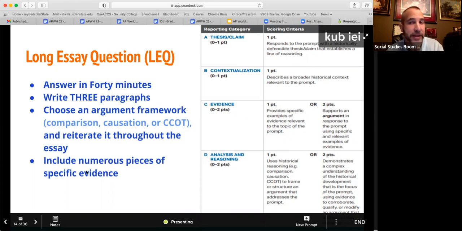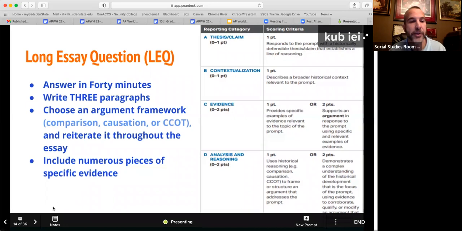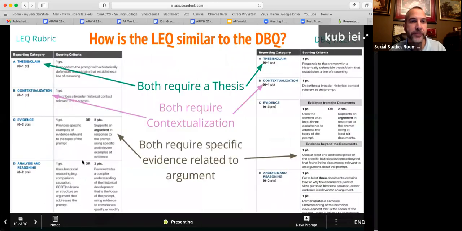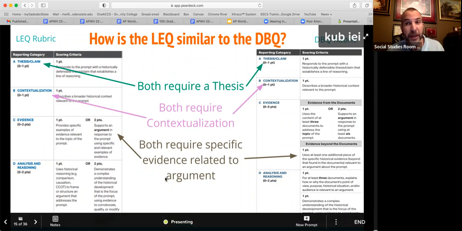And then other than that, you're throwing in as much specific evidence as you can. It needs to be relevant, needs to be specific, but throw in as much evidence as you can to help you earn those points. All right. So in terms of similarities, we've already established both of them are going to begin with context and thesis. Okay. So again, that should make you feel pretty good. You're going to start both essays in a very similar fashion. Notice that both of them are going to require specific evidence to defend whatever argument you're crafting.